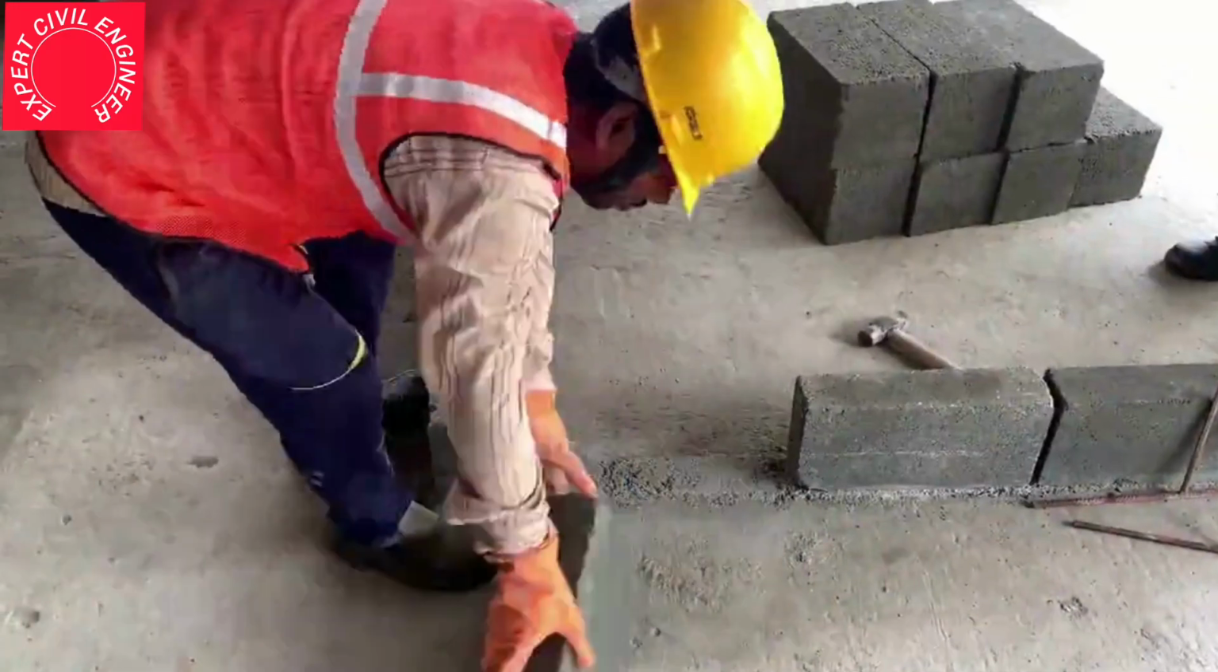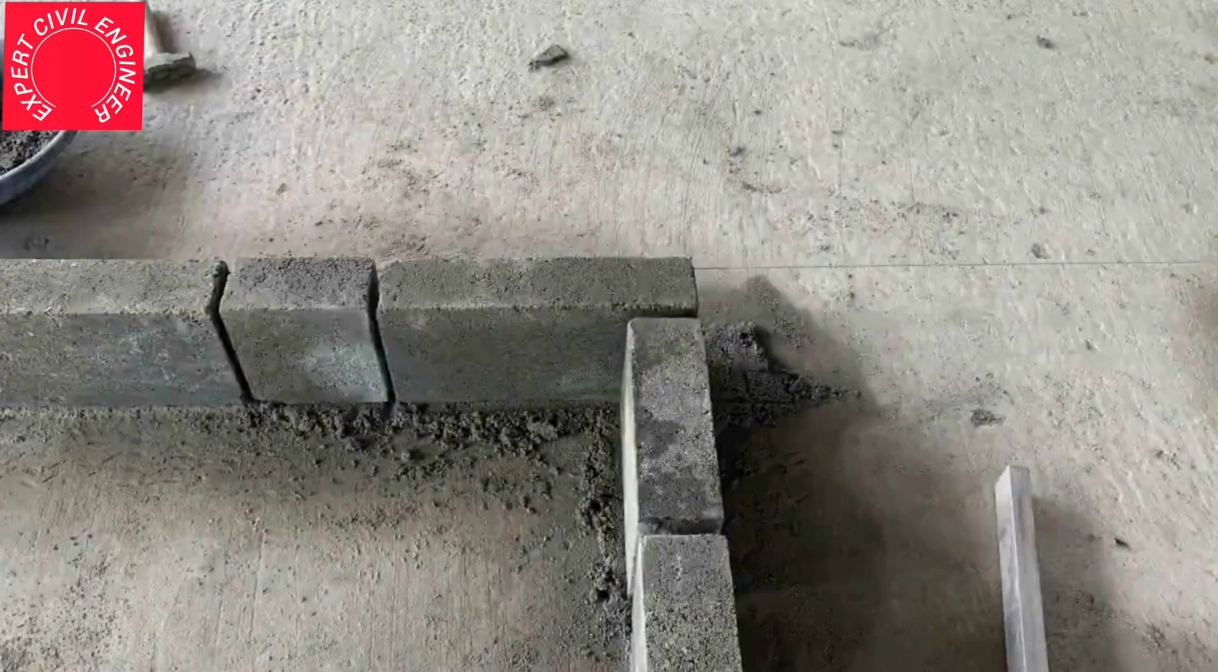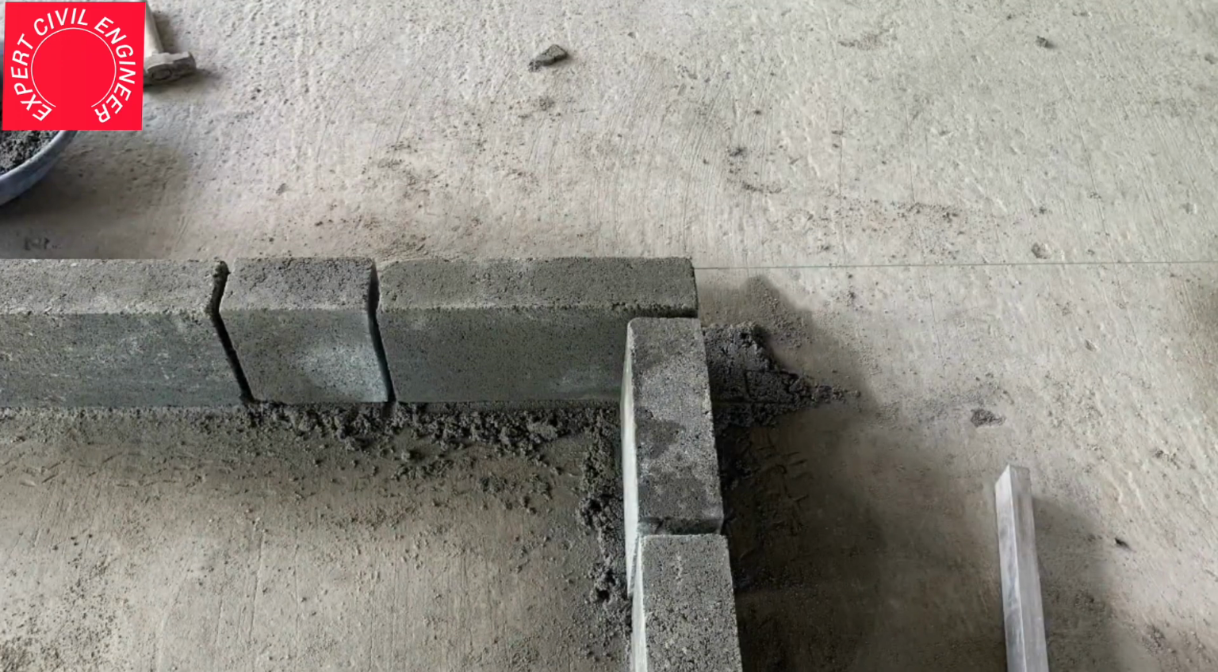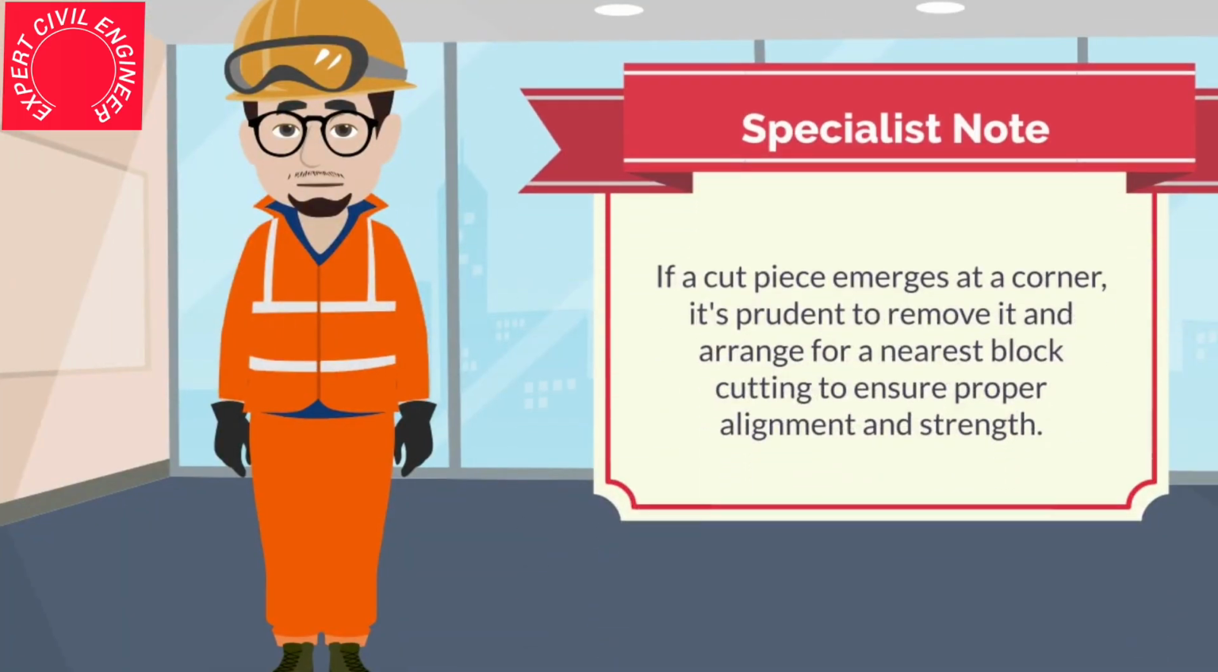Cut pieces at the corners are to be avoided. Additionally, cut pieces used for masonry should not be less than 100 mm to uphold blockwork stability. If a cut piece emerges at a corner, it's prudent to remove it and arrange for the nearest block cutting to ensure proper alignment and strength. This process should be carried out carefully using an aluminum straightedge while the mortar is still wet.